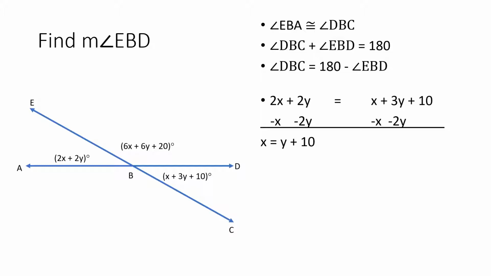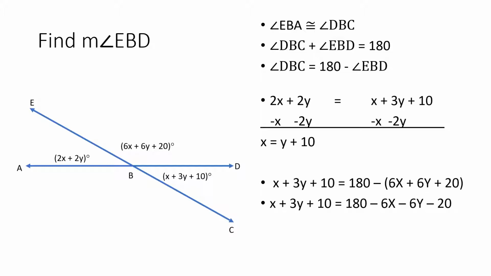Now let's go ahead and write out what those angles are in terms of x and y. I have that down here. x plus 3y plus 10 is equal to 180 minus angle EBD, which is 6x plus 6y plus 20. Remember that we need to carry that minus sign throughout this entire number in parentheses, so we get minus 6x minus 6y minus 20.